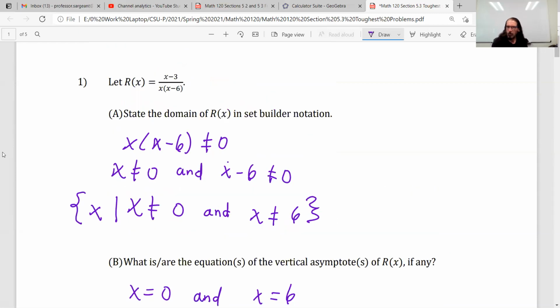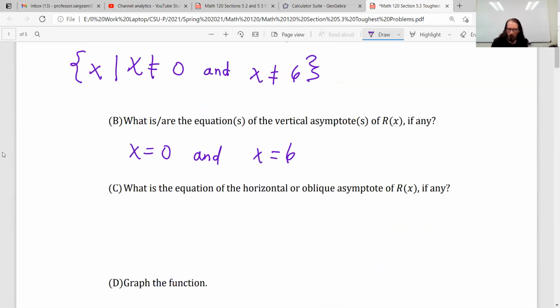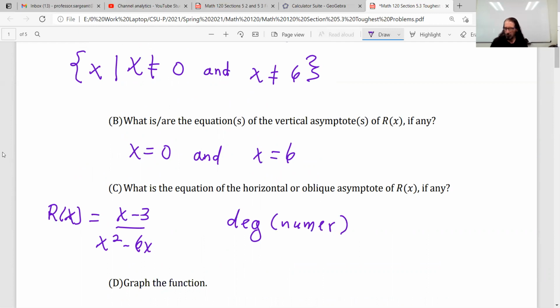Let me copy this down. We had x minus 3 over x times the quantity x minus 6. If we had the denominator multiplied out, we'd have the degree of the numerator, which I'm going to abbreviate, less than the degree of the denominator. 1 is less than 2. So that's telling us that y equals 0 is the equation of the horizontal asymptote.